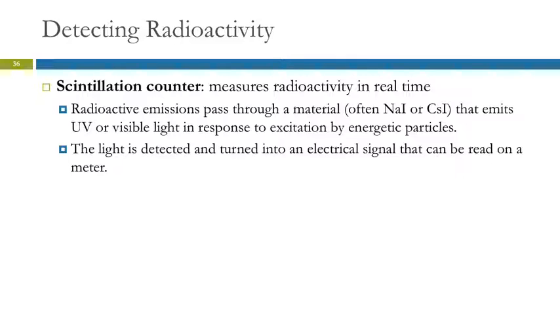Another method is called a scintillation counter. Also measures radioactivity in real time. So here they use a material such as sodium iodide or cesium iodide that is going to emit either UV or visible light when it's exposed to ionizing radiation. And so then the light is monitored, turned into an electrical signal that's read on a meter. And so you can instantaneously measure radioactivity.